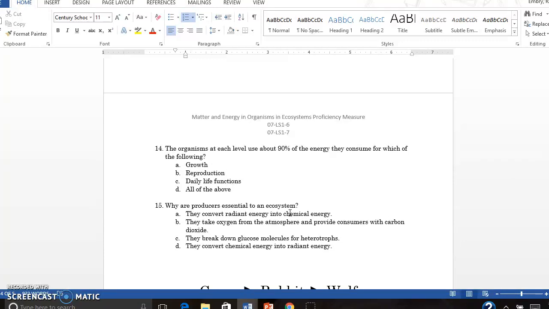Number 15, why are producers essential to an ecosystem? Yes, they convert radiant energy into chemical energy, which is A. No, they do not take oxygen. They take carbon dioxide, so B is incorrect. C, they break down glucose molecules for heterotrophs. No, that's what the mitochondria in your cells do. D, they convert chemical energy into radiant energy. No, that's just the opposite of A, and A is the correct answer.